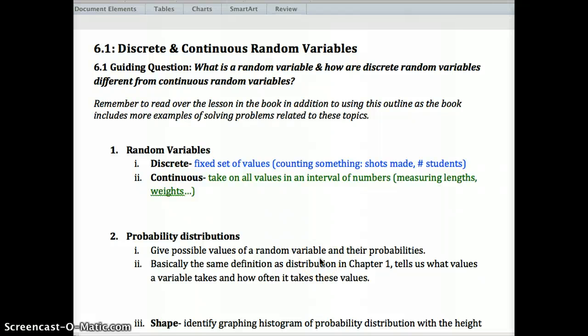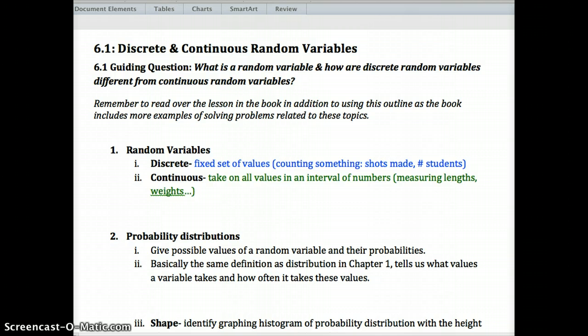This is the Chapter 6, Lessons 1 and 2 video on random variables and types. We're going to look at discrete and continuous. So first, let's look at our guiding question. What is a random variable? How are discrete random variables different from continuous random variables?